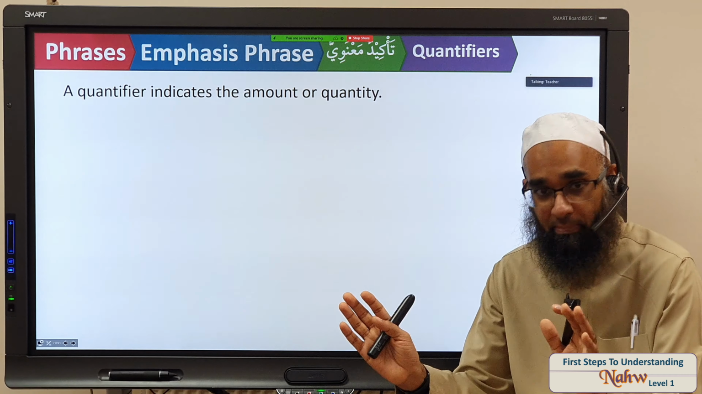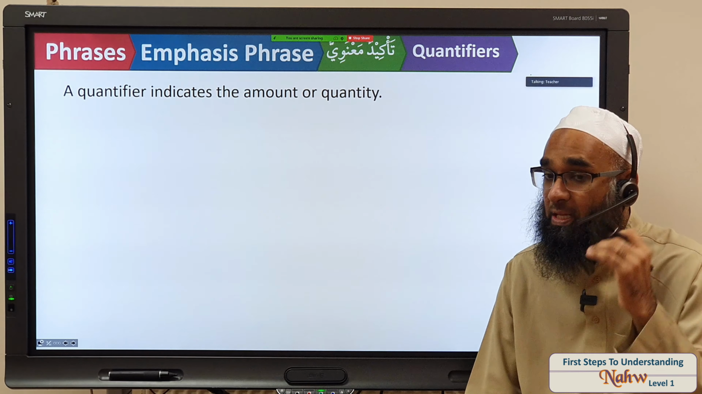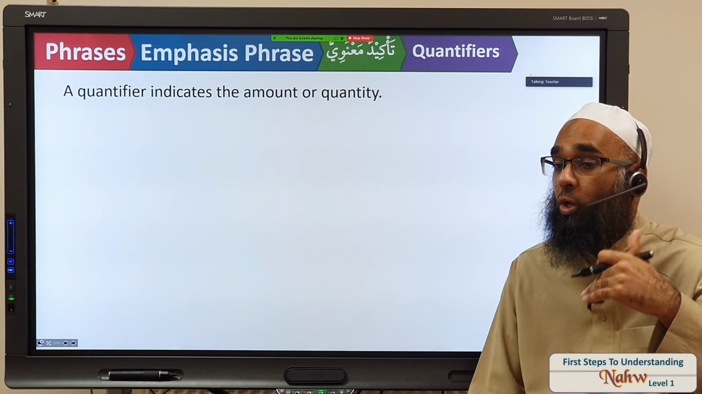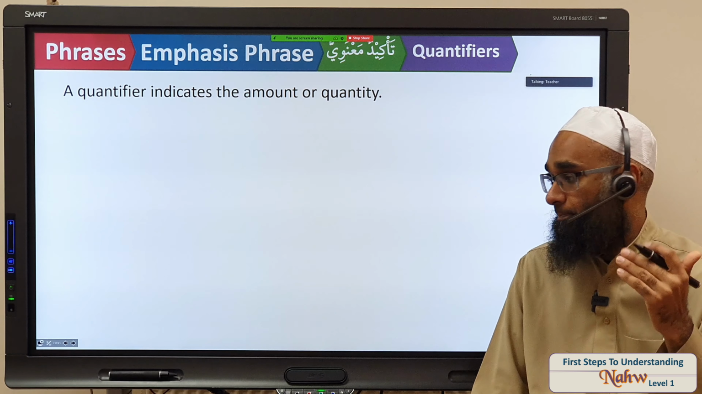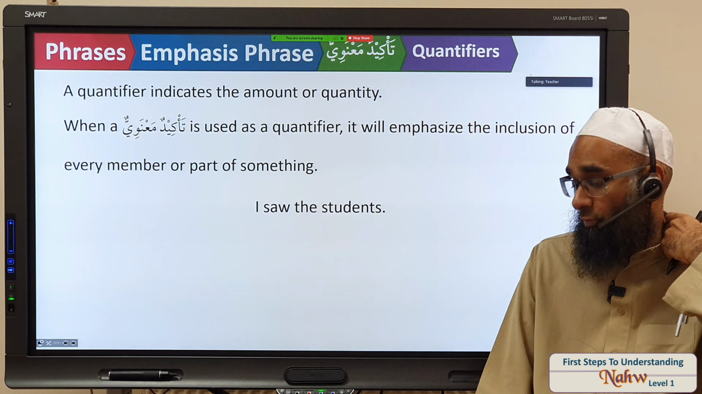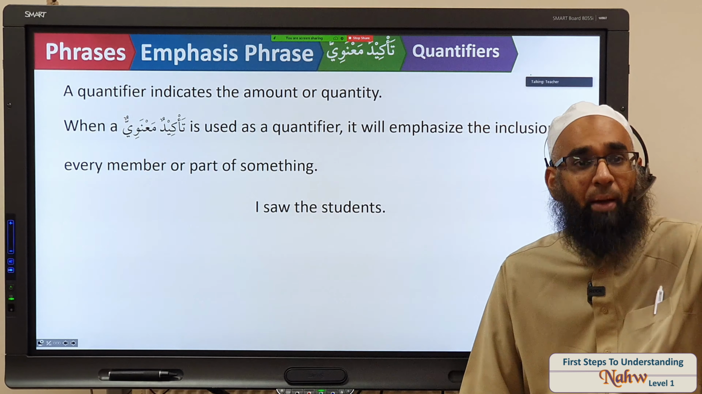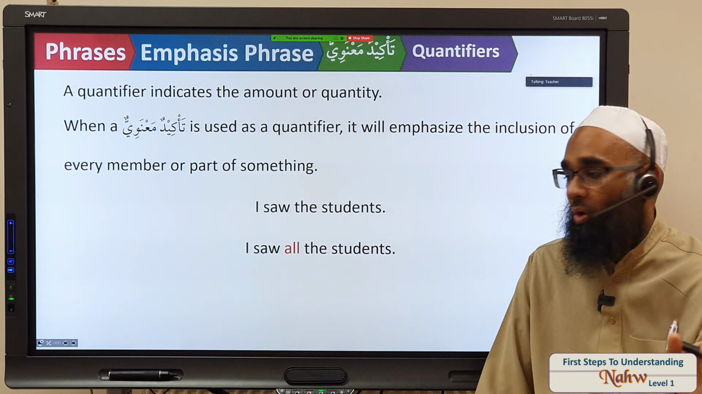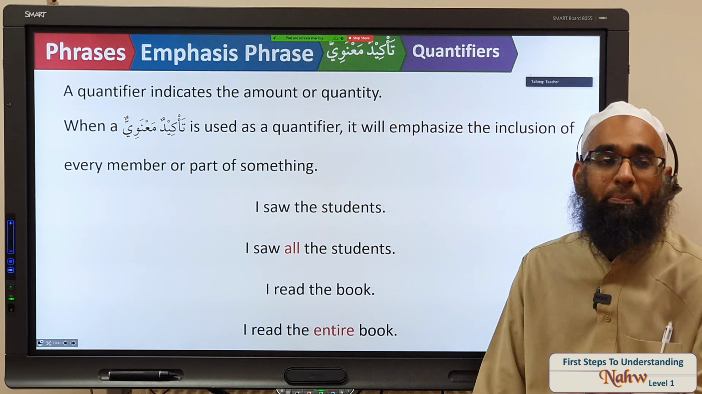Do you get it? So when you have this kind of structure to create emphasis that no, I literally mean every single person, every single part, you can use a quantifier. And this means every single, all, entire. Do you understand? So for example, say I saw the students. You might think, oh, I saw most of them. Some were in the toilet, some were absent. But if I say, no, I saw every single student, so I saw all of the students. I read the book. I read the entire book.